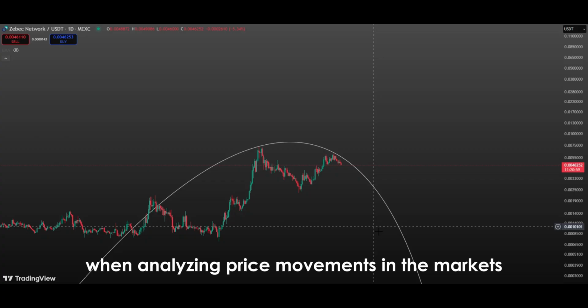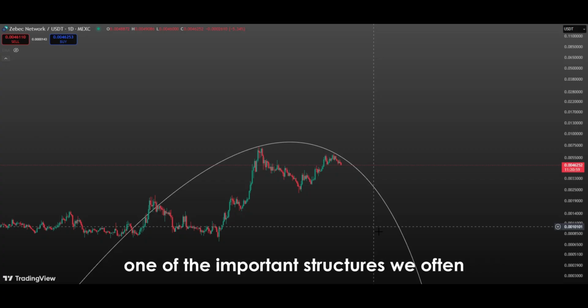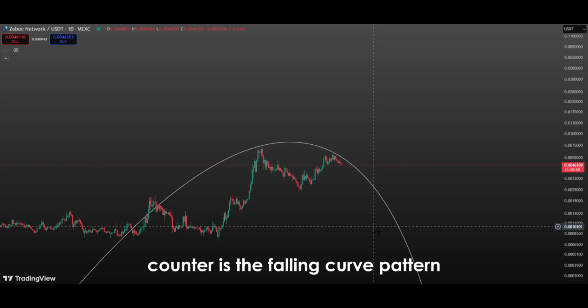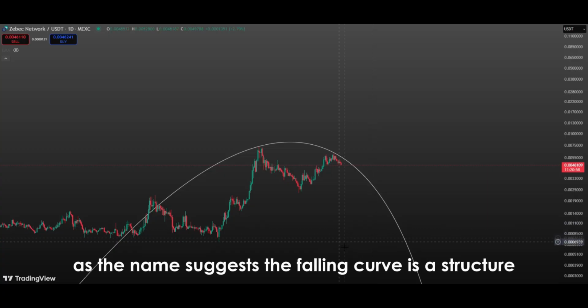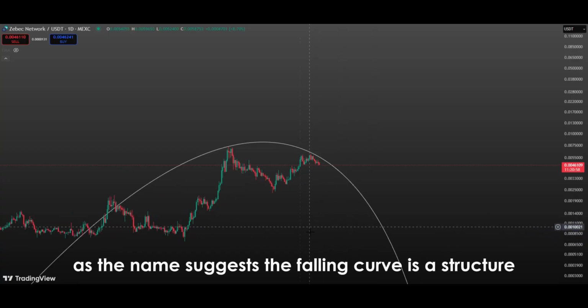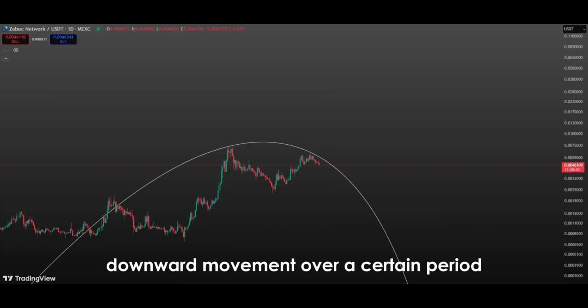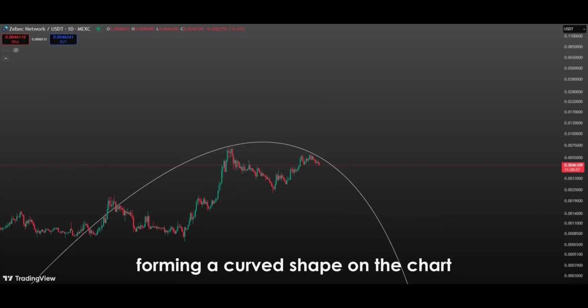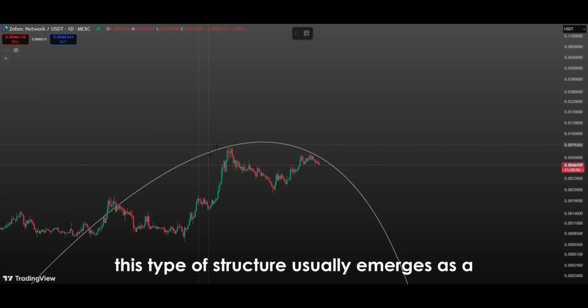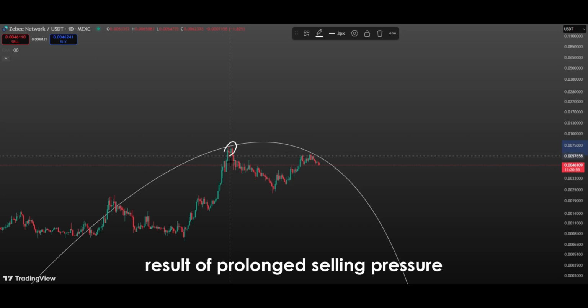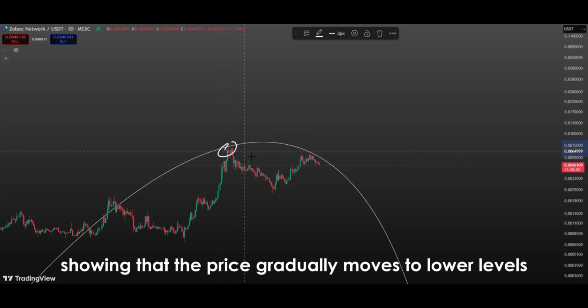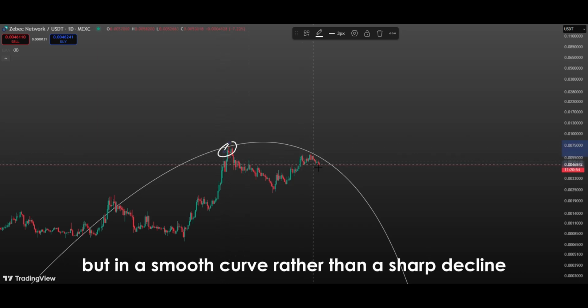When analyzing price movements in the markets, one of the important structures we often encounter is the falling curve pattern. As the name suggests, the falling curve is a structure where the price follows a downward movement over a certain period, forming a curved shape on the chart rather than a straight line. This type of structure usually emerges as a result of prolonged selling pressure, showing that the price gradually moves to lower levels over time, but in a smooth curve rather than a sharp decline.